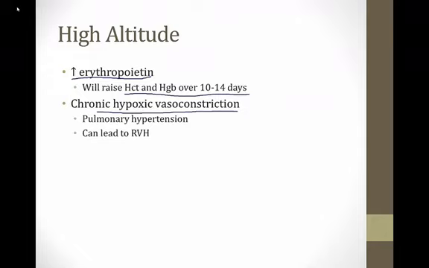So recall that the vessels in the lungs vasoconstrict to hypoxia. This is a mechanism to shunt blood away from underventilated portions of the lung. Well, if the entire lung vasoconstricts from low oxygen levels, you can get pulmonary hypertension, and over time this can lead to right ventricular hypertrophy, and it can even lead to right heart failure, which is called cor pulmonale.